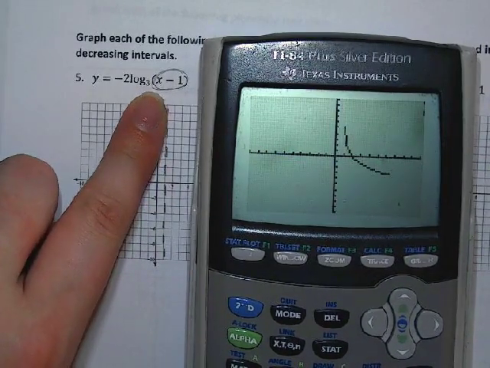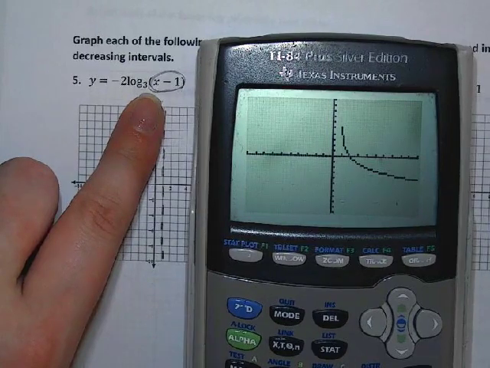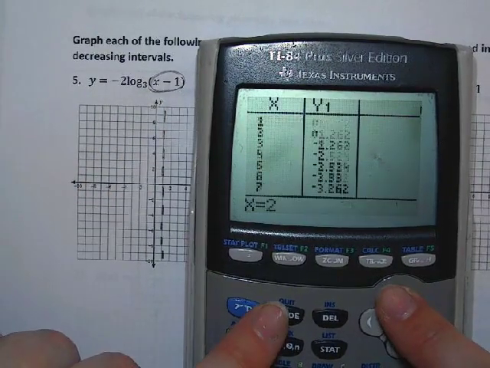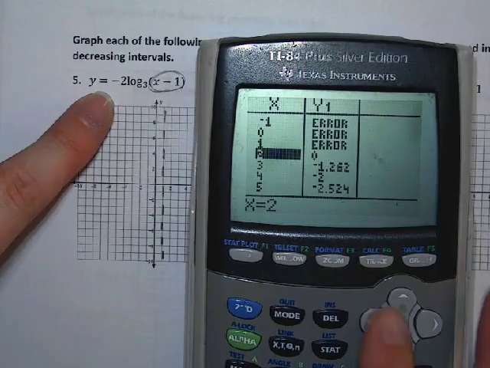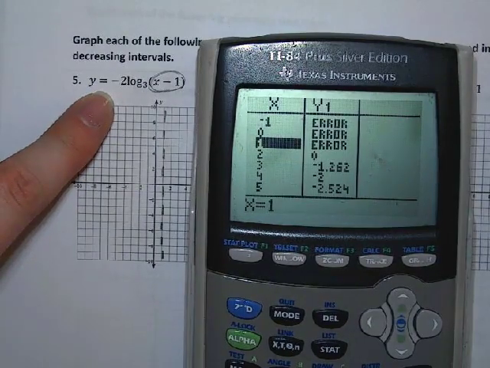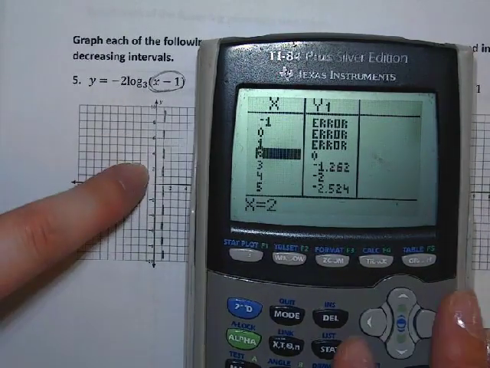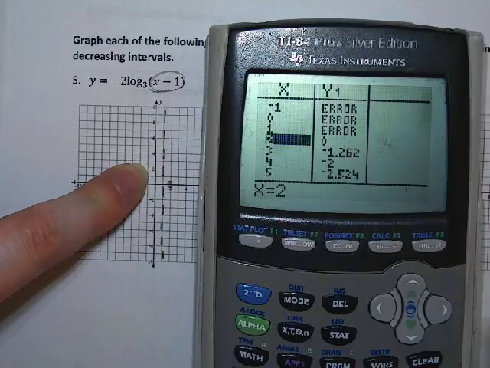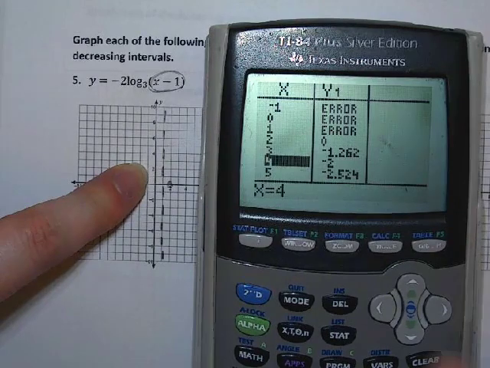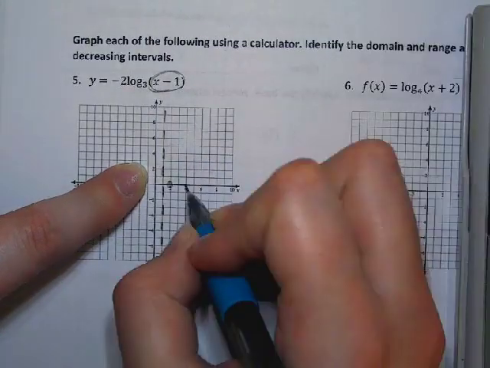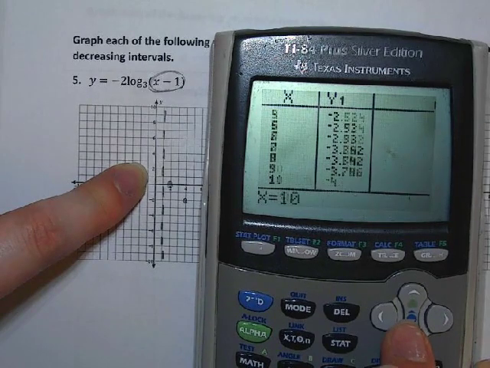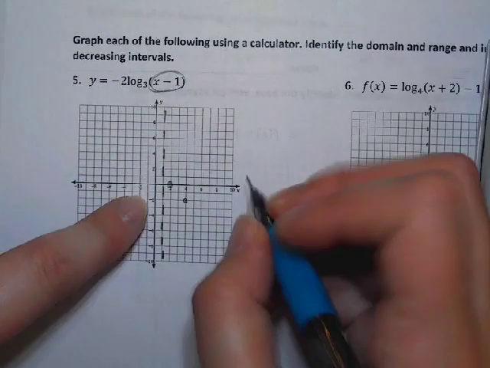And then where am I looking on my table? I'm looking for 1. So graph, look for 1 on my table. So 1 is an error because that's the asymptote. And then I've got the point 2, 0. I'm going to ignore my decimal points, but then I've got 4, -2. You can look for another point. 10, -4, that's easy to graph.